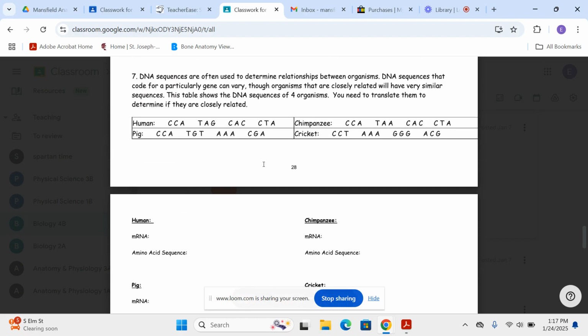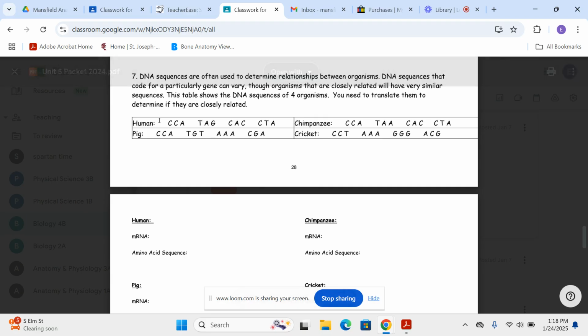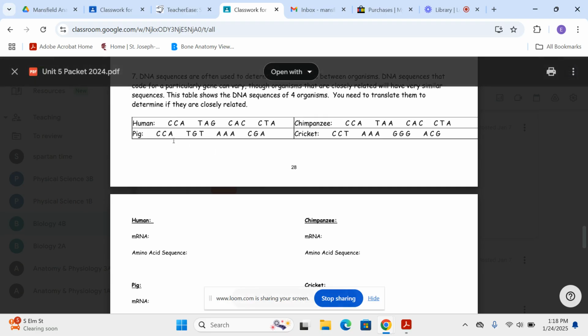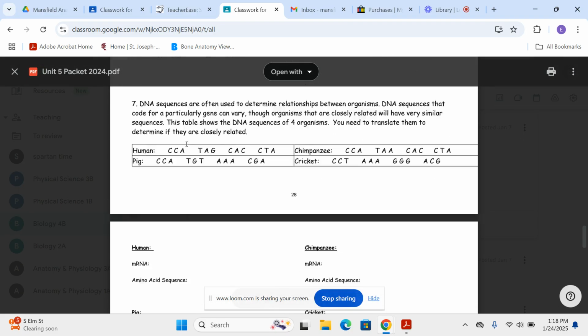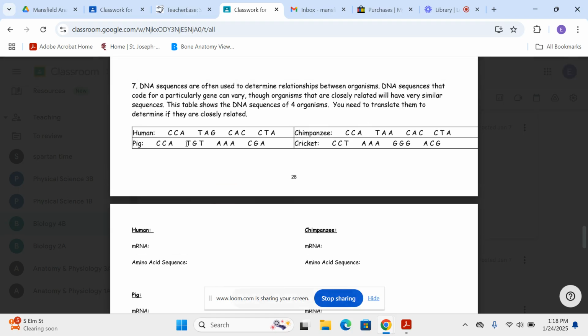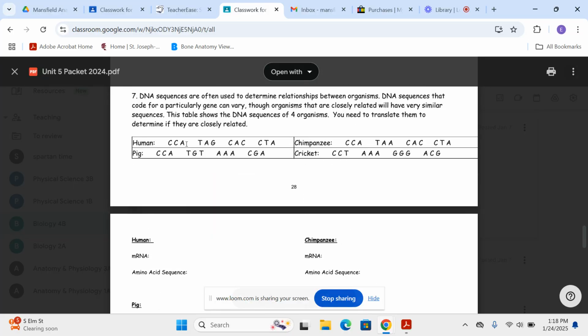Okay, last thing here. Now what we're doing is we're given a human DNA strand, chimpanzee, pig, and cricket. And we're going to do the same process we did up here on 27. We're just going to do it for 2 more organisms. However, the code's shorter. So that's how we make it easier on you.